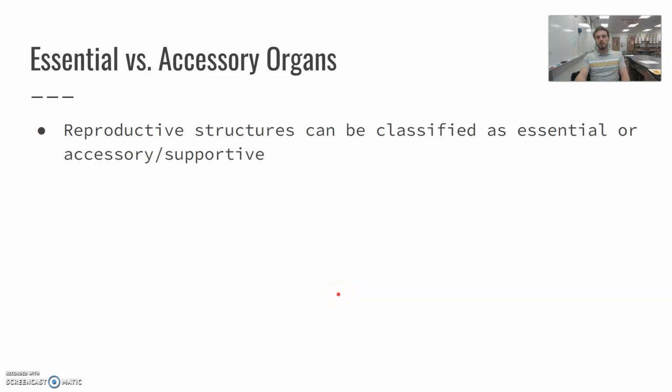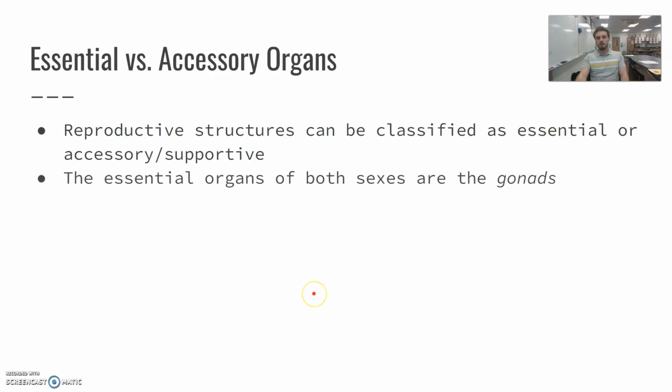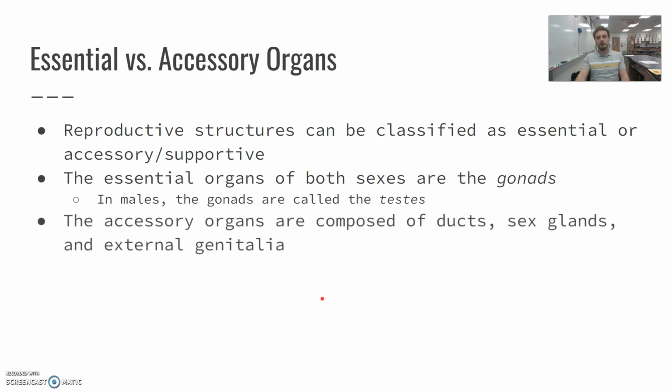Reproductive structures that we're going to go over can be classified as either essential or accessory organs. In males and females, the essential organs are collectively known as the gonads. For males, which is what this video will focus on, the gonads are known as the testes. Accessory organs are those that are ducts, glands, or external genitalia associated with the reproductive system, but they are not responsible for actually forming the sperm and ova, which are necessary for fertilization and reproduction.